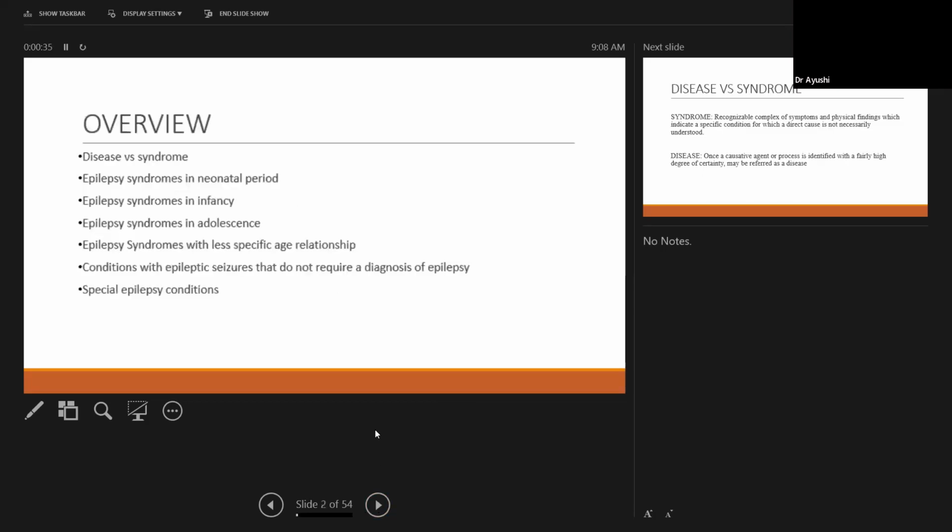This is an overview of all of the topics that we will be going through today. First, we will talk a little about disease versus syndrome. Epilepsy syndromes in neonatal period, epilepsy syndromes in infancy, then in adolescence, then epilepsy syndromes with less specific age relationship, then conditions with epileptic seizures that do not require a diagnosis of epilepsy. And finally, we will talk about special epilepsy conditions.